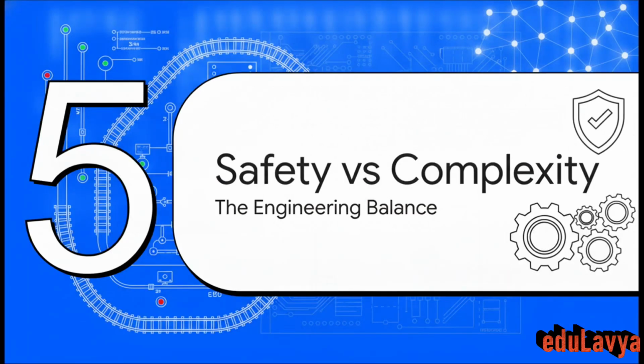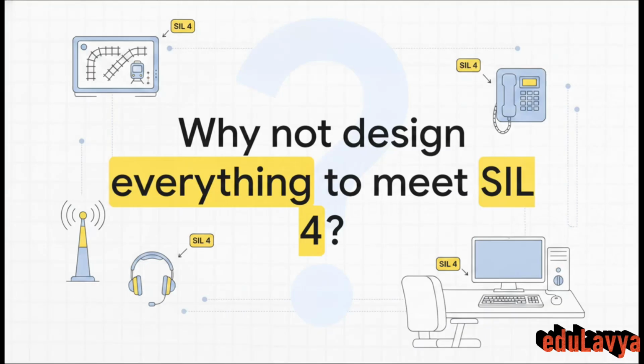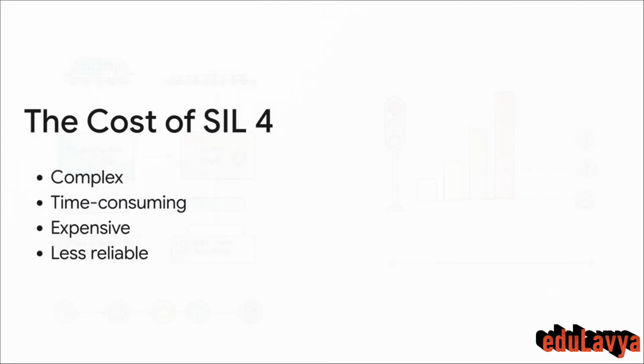Safety versus complexity, the engineering balance. At this point, you might be asking a very logical question. If SIL 4 is the safest, why don't we just make absolutely everything SIL 4? The screens, the communication networks, the dispatch phones, the desks, SIL 4 as well. Wouldn't that give us the ultimate perfect railway? The answer is a harsh lesson in engineering practicality.